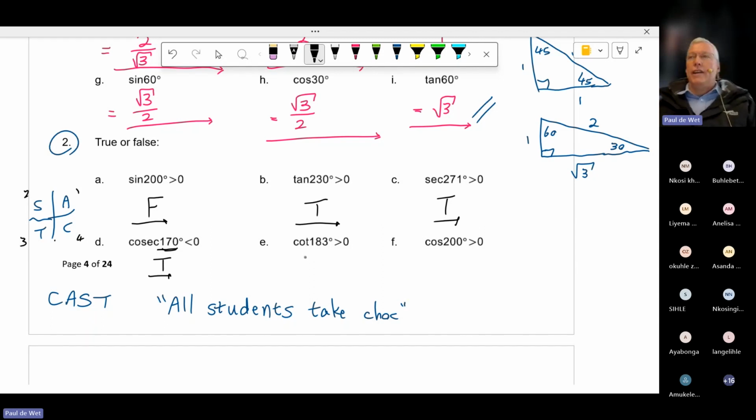Right. Cot, guys. Cot is the upside down of which ratio? Of tan. And which quadrant are we in? We're in quadrant 3. Is tan positive or negative in quadrant 3? Positive. Tan is positive and cot is positive. True. Okay, and the last one. False. Cos of 200 is not positive.